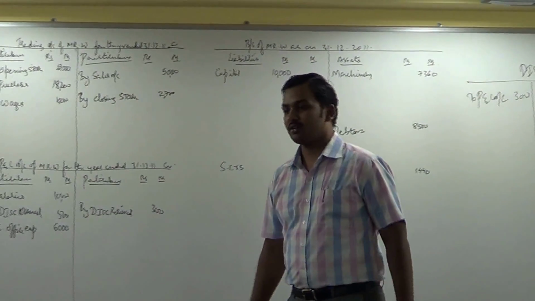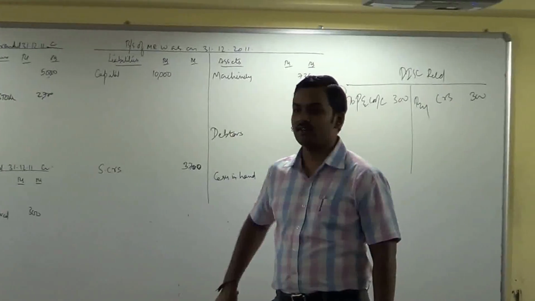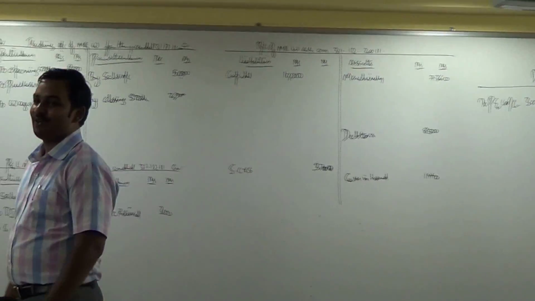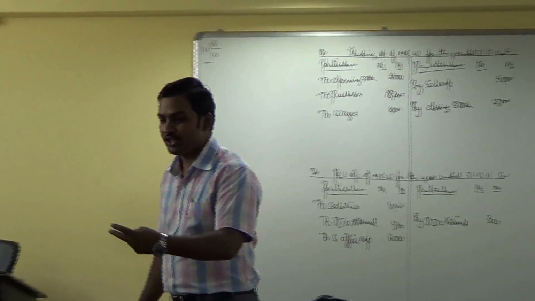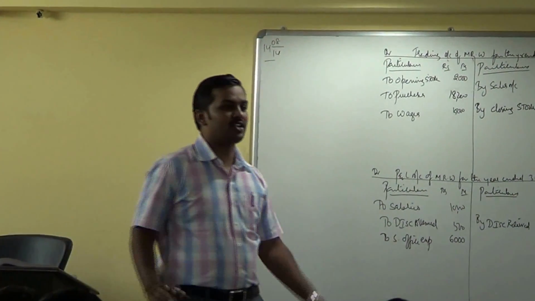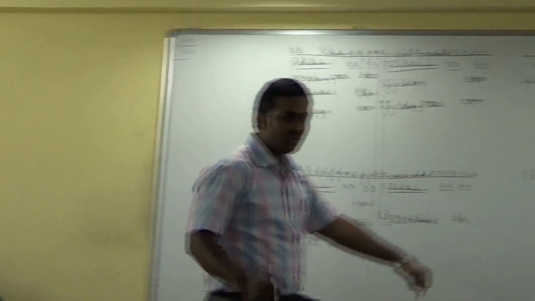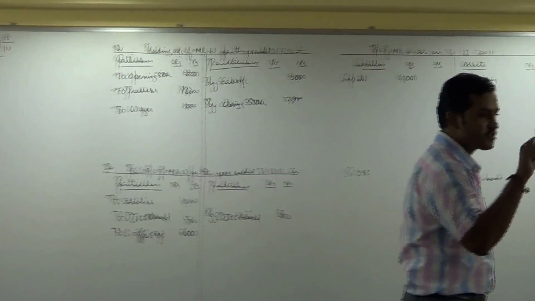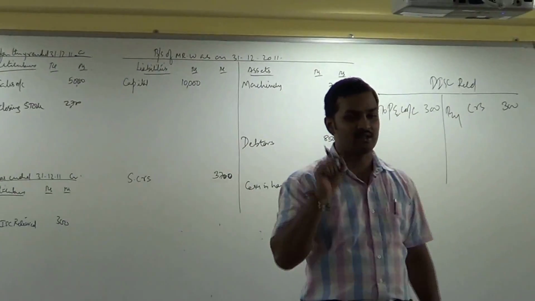By closing stock 2700 rupees. Did you understand? Yes, sir. Now, unknowingly I have passed an entry. What is the entry I have passed? Closing stock account debit to trading account. Trading account is credited, so closing stock account should be debited. So you have passed an entry: closing stock account debit to trading account.